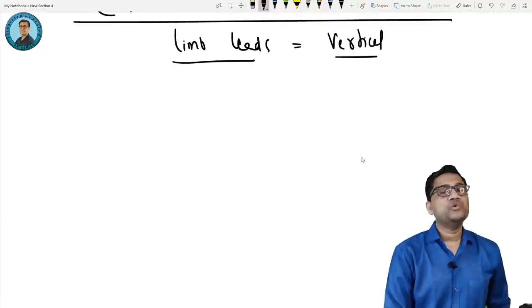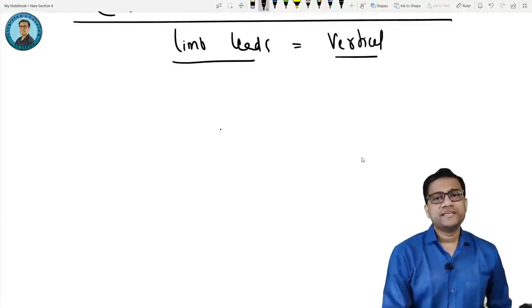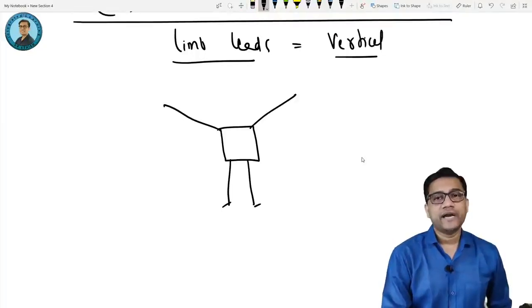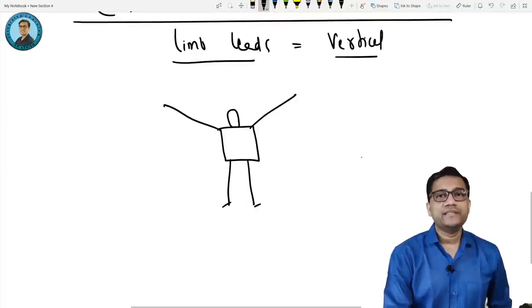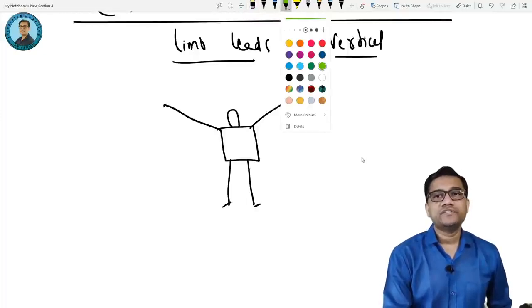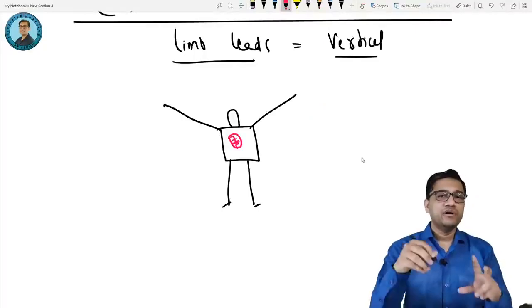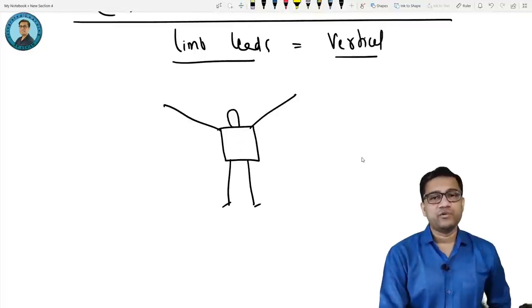So how do you place them? Let me teach. Let's say this is the chest. These are the legs. And these are the hands. This is the person. And this is our heart, which is situated here. Now don't say, sir, why are you not making the heart in paan shape? Okay, here you go. Be happy in life. Is that right?